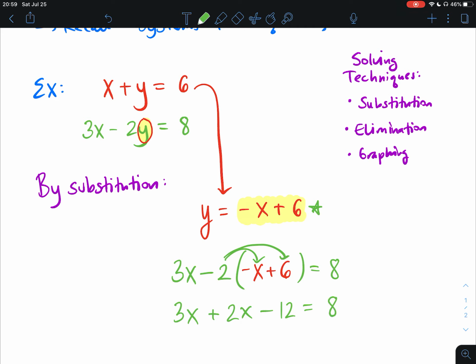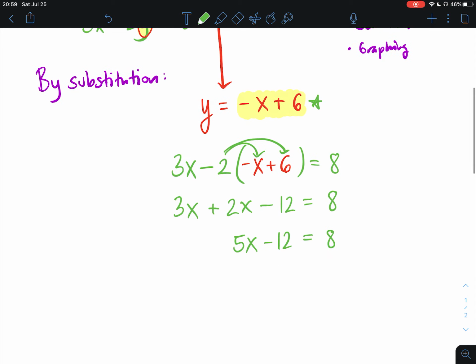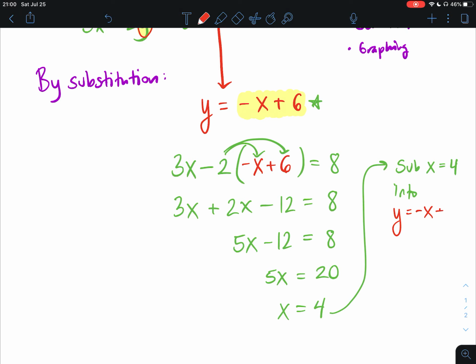So all I'm doing so far in this equation is distributing the negative 2 to the negative x plus 6. I'll collect like terms. And then again, since this is linear, all in terms of x, we just do our algebra dance. I'm going to add 12 to both sides, and then I'll go ahead and divide both sides by 5. So pretty easy to get to a solution of x equals 4. And then, as I mentioned, we're just going to sub that in to the equation from a moment ago, which was y equals negative x plus 6. That's probably the easiest place to go, and that will allow us to solve for y.